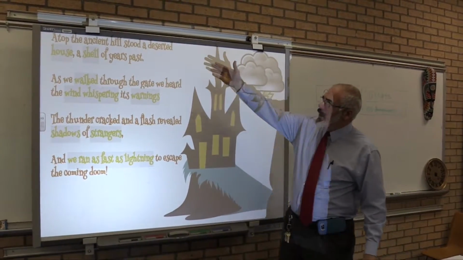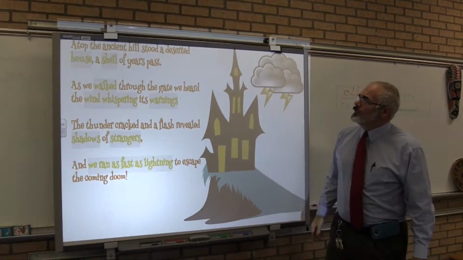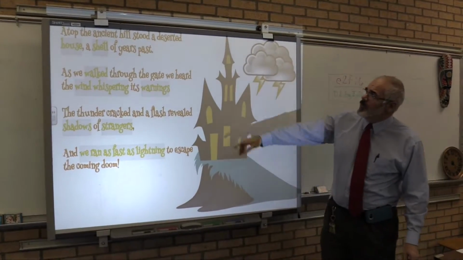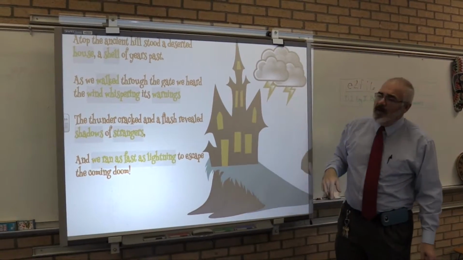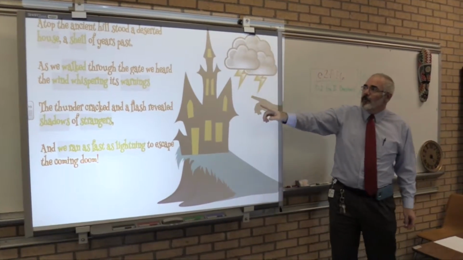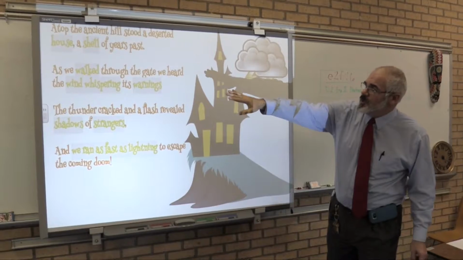But let's look at the 4 lines here. It says, atop the ancient hill stood a deserted house, a shell of years past. Now notice that I've got the words house and shell outlined. What is this an example of? Metaphor. It's a metaphor because I'm calling the house a shell.